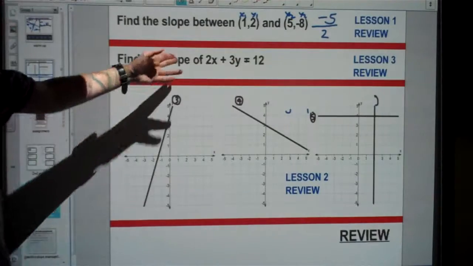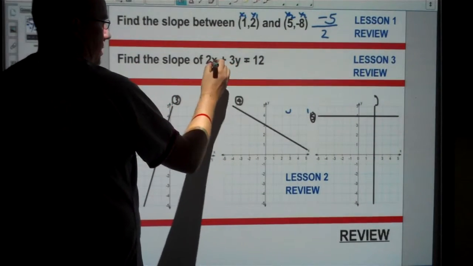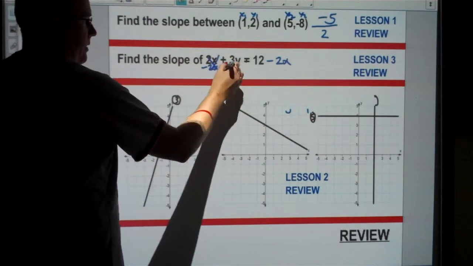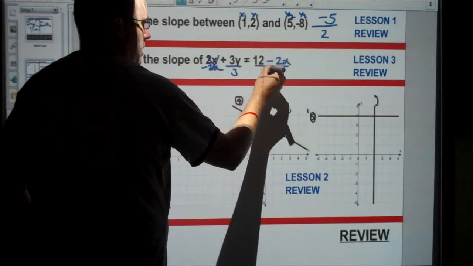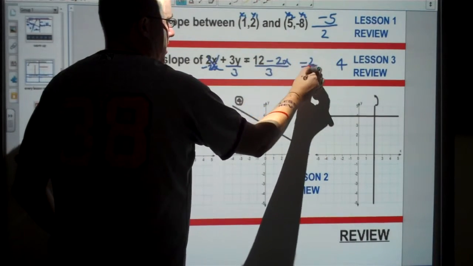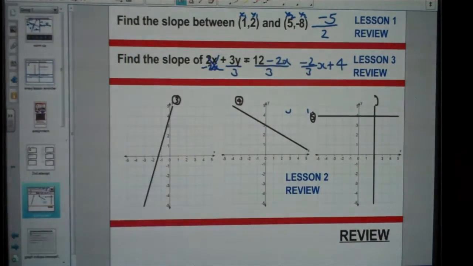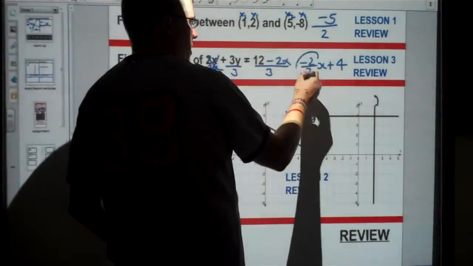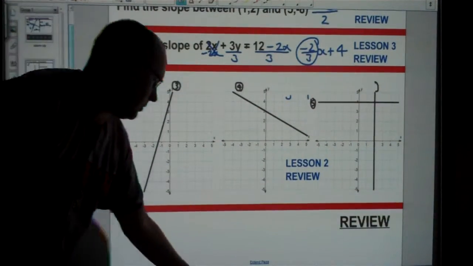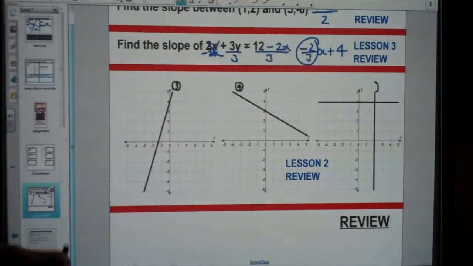This was very similar to the homework that we had, so we had to make this say y equals, so subtract 2x from both sides. And then divide both sides by 3. 12 divided by 3 is 4. -2 divided by 3 doesn't simplify. So -2/3 x plus 4. Therefore, the slope would be -2/3.